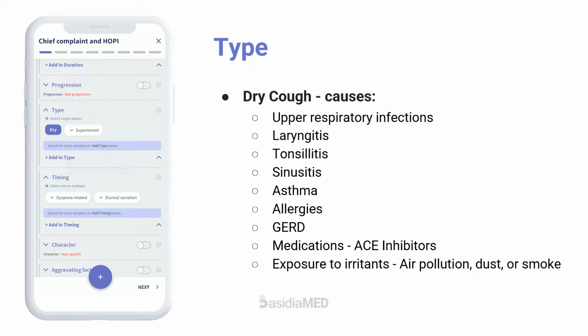Dry coughs occur because there's inflammation or irritation in the respiratory tract, but there's no excess mucus to cough up. Dry coughs are often caused by upper respiratory infections, laryngitis, tonsillitis, sinusitis, asthma, allergies, gastroesophageal reflux disease, medications like ACE inhibitors, and exposure to irritants such as air pollution, dust, or smoke.